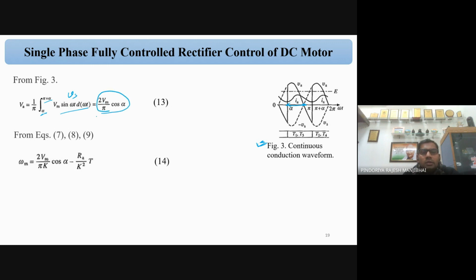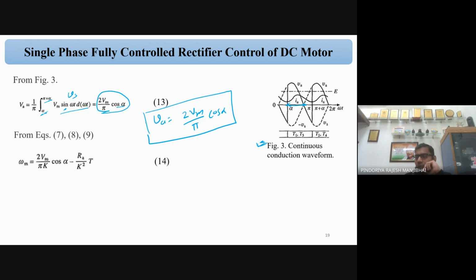This is a simple integration of sine, giving cos, and with the limits alpha to pi plus alpha, there is a 2Vm, divided by pi, cos alpha. So this is the simple output voltage Va for the continuous conduction mode. We can say Va equals 2Vm divided by pi cos alpha. That is the final output voltage for the continuous conduction mode.